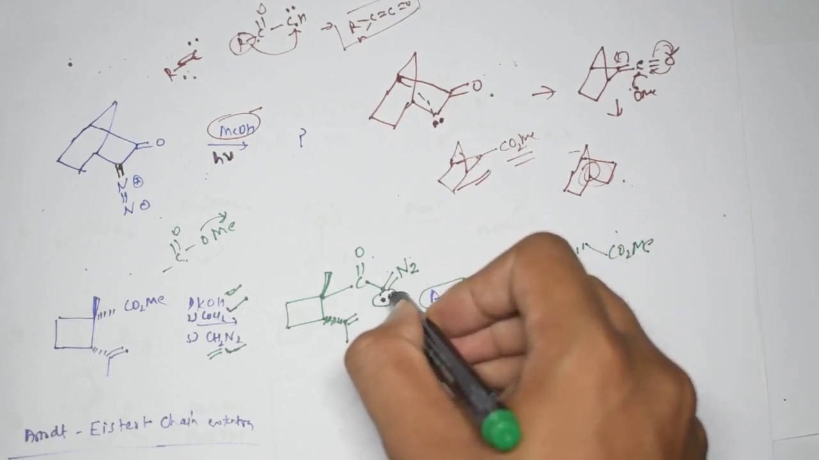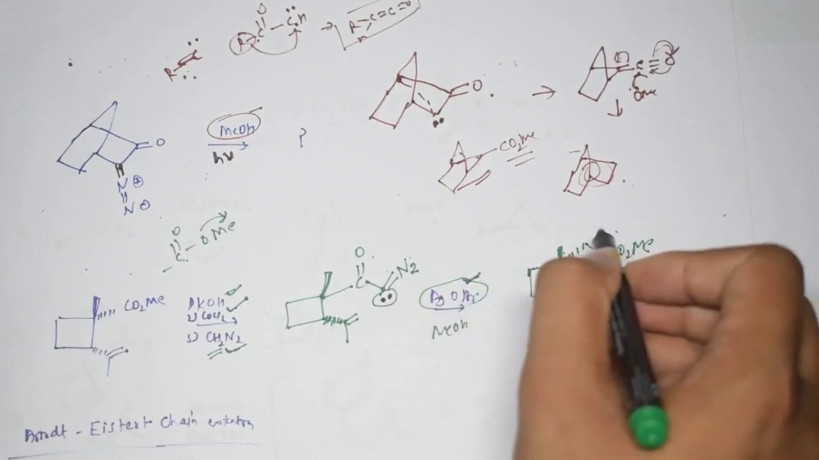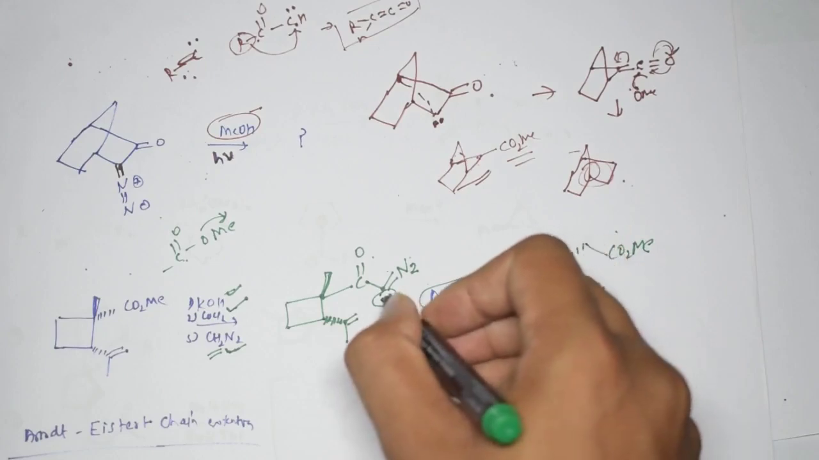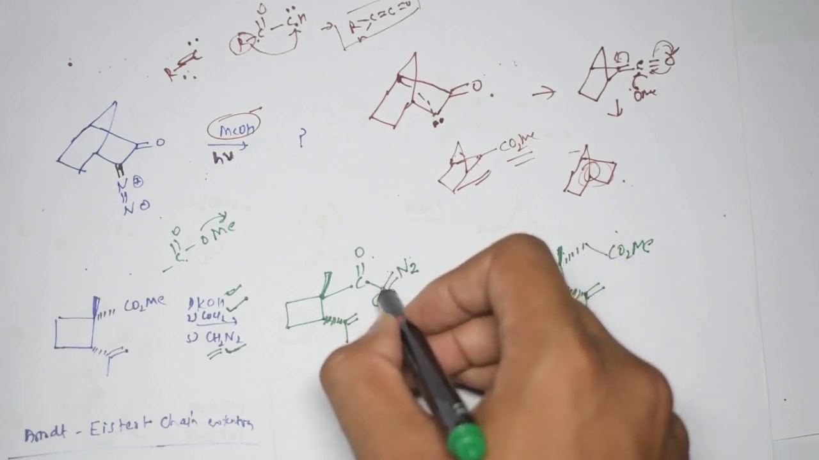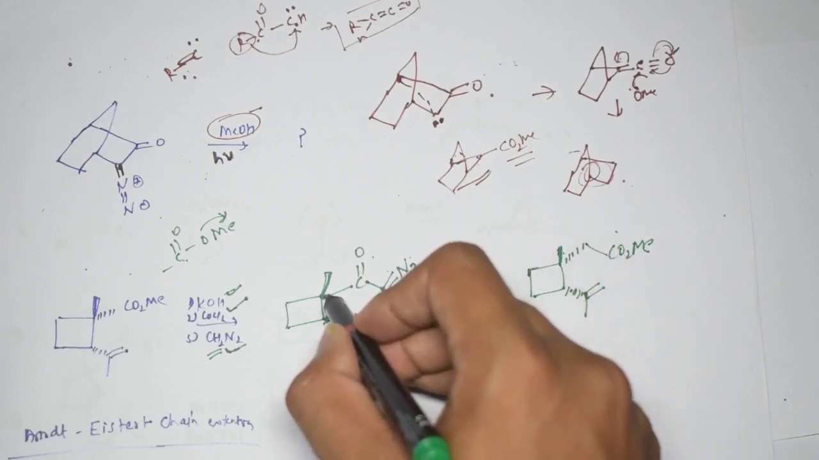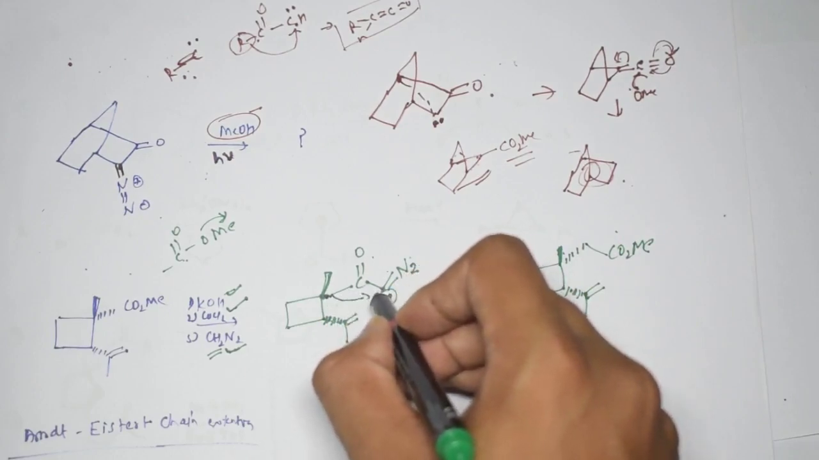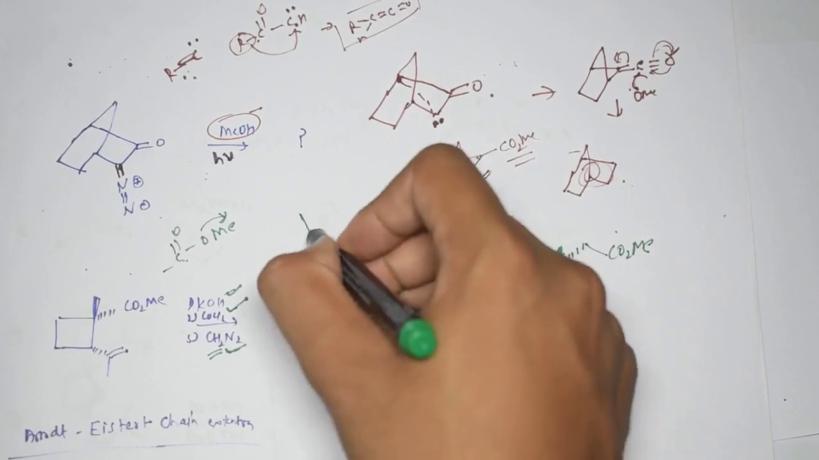Once the radical is formed here, what will happen in the next step? If we have this MeOH and the radical is getting formed over here, this group which you can see over here will migrate over here. Once this group migrates, the formation of ketene will take place.